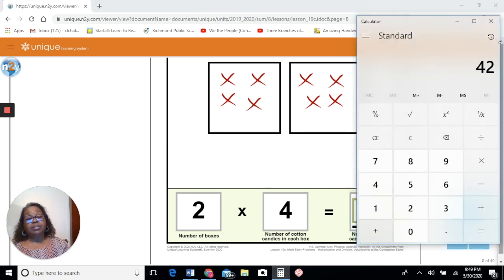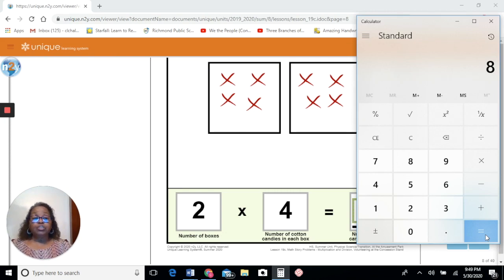I have my calculator out, but the calculator has something on the screen, so I want to clear my calculator first and put in just what you see, 2 multiplication sign 4. So it'll be 2 times 4. Hit the equal sign. The answer is 8. So it works.